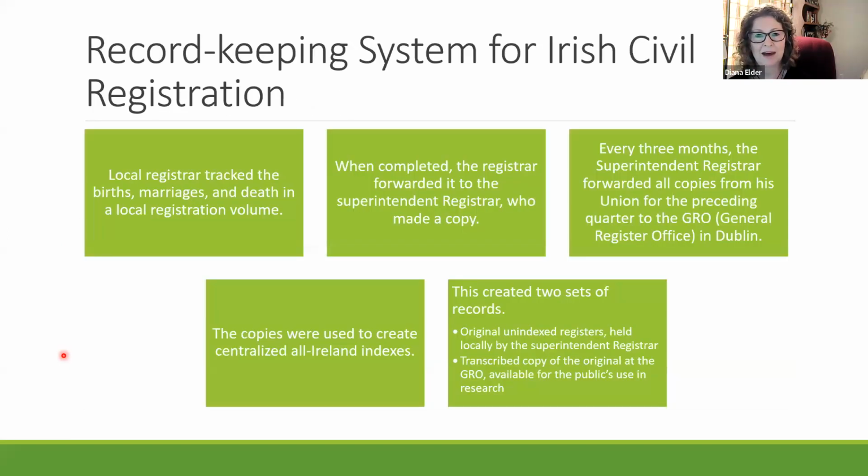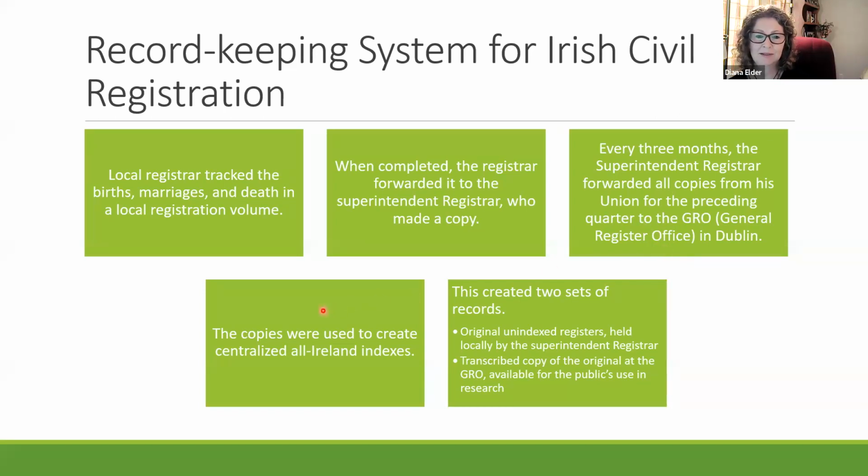Now, when we're talking about the record keeping system, this was very interesting. The local registrar tracked the births, marriages, and deaths in a local registration volume. When that was filled up or completed, the registrar forwarded it to the superintendent registrar who made a copy. So this was a larger jurisdiction. And then every 3 months, the superintendent registrar forwarded all copies from his union for the preceding quarter to the general register office in Dublin. So we have got an original, and then we've got a copy that gets sent on to the GRO.